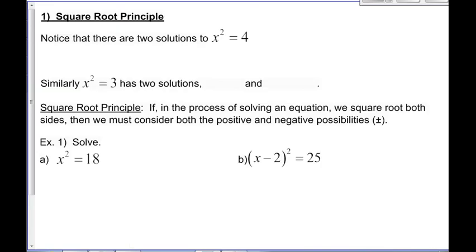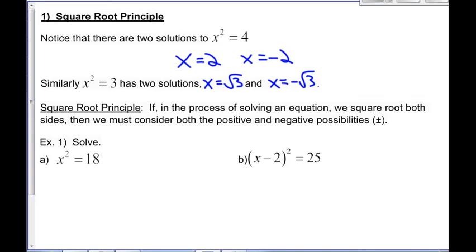Square root principle. Here's what it says. There are two solutions to x squared equals 4. You could take 2 and square it, and that gives you 4. Or you could take negative 2 and square it, and that gives you 4. So x here could be 2 or negative 2. Similarly, x squared equals 3 has two solutions. Either x could be root 3, or x could be negative root 3.